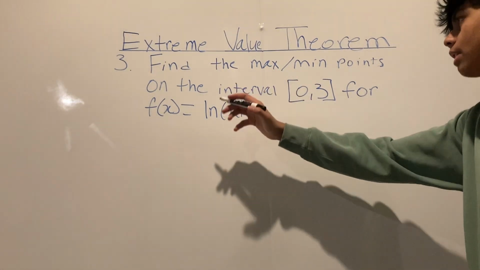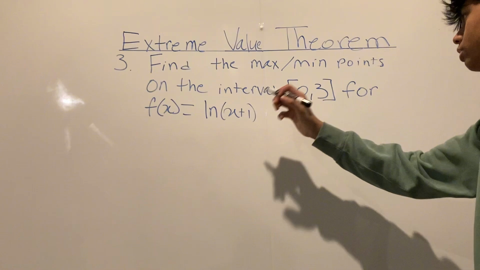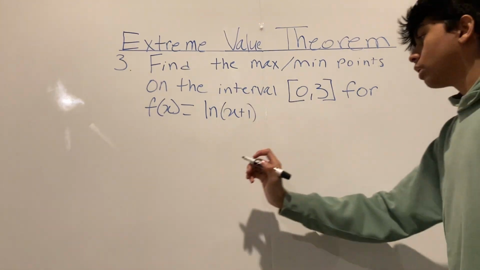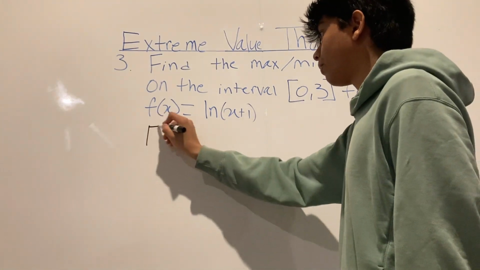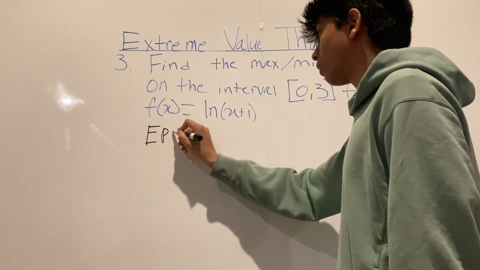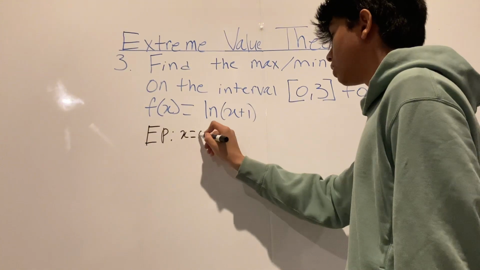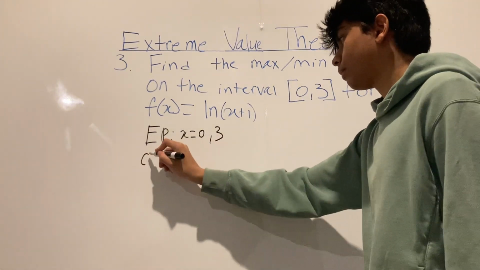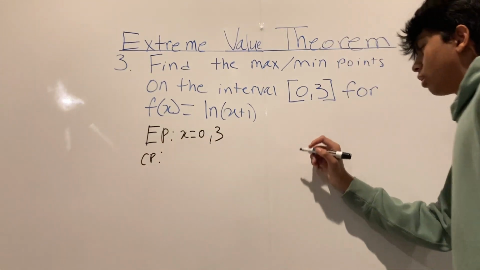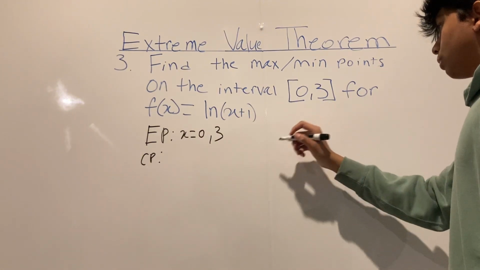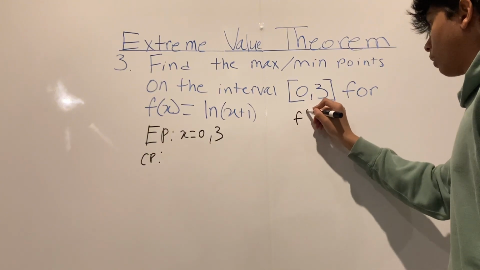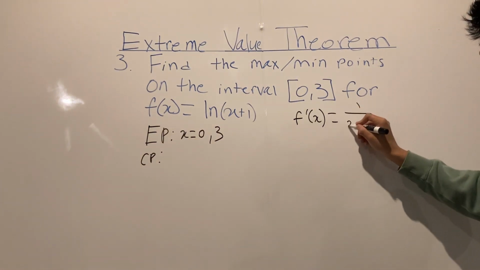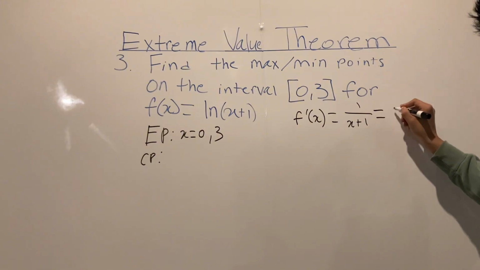Okay, question 3 we have, find the maximum and minimum points on the interval 0 to 3 for f of x equals ln of (x plus 1). So our endpoints here are x equals 0 and 3. And let's find our critical points. So the derivative of f of x, which is ln(x plus 1), just by using the chain rule, we can see that it's just going to be 1 over (x plus 1). Now let's set it equal to 0.